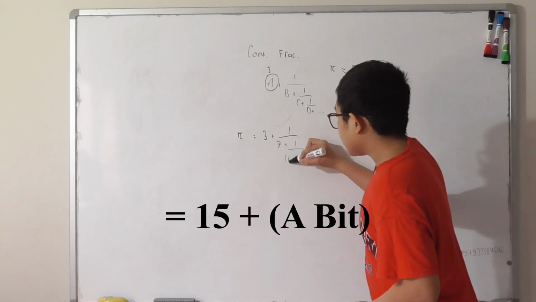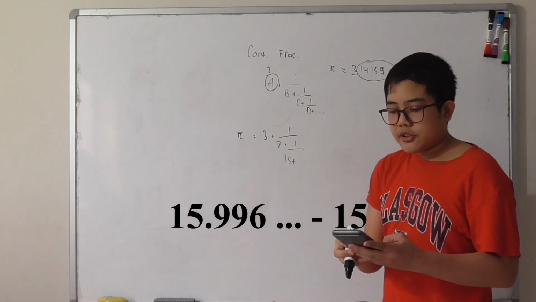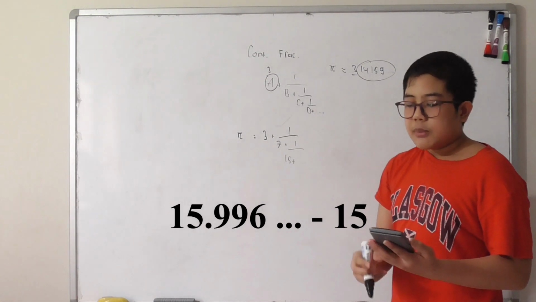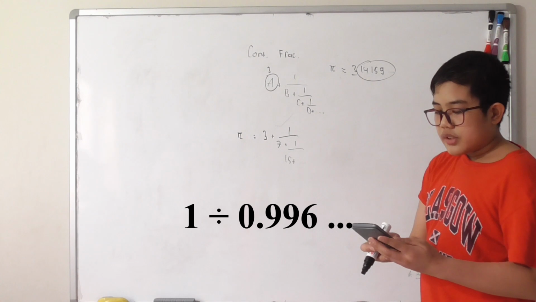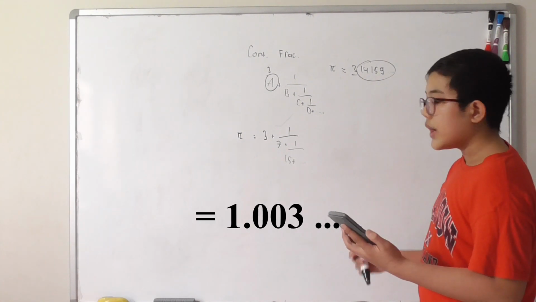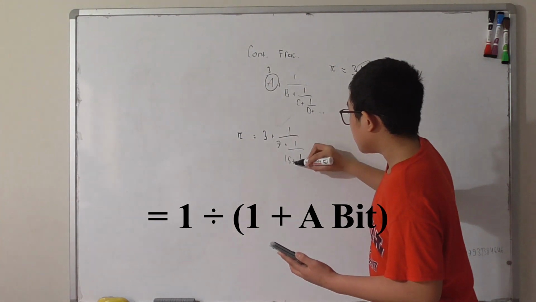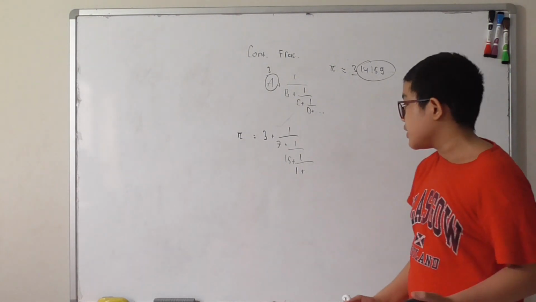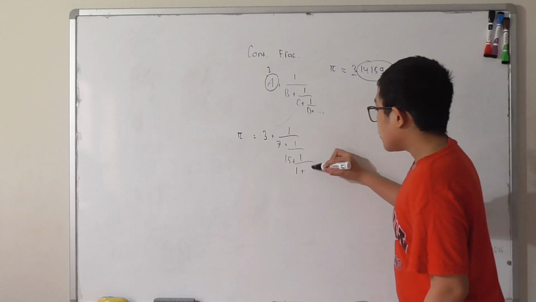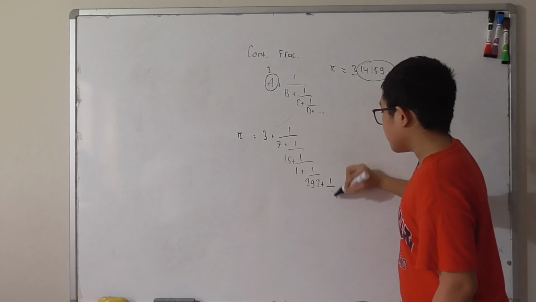So you can say 15 plus a bit. And this a bit value, we can multiply by 15, and the value is about 0.996. And if we take the inverse of it, it's going to be about 1 over 1. So we can say it's about 1 over 1, but it's also plus a bit. I'm going to speed up the process. It's going to be 1 plus 1 over 292 plus 1 over and so on.